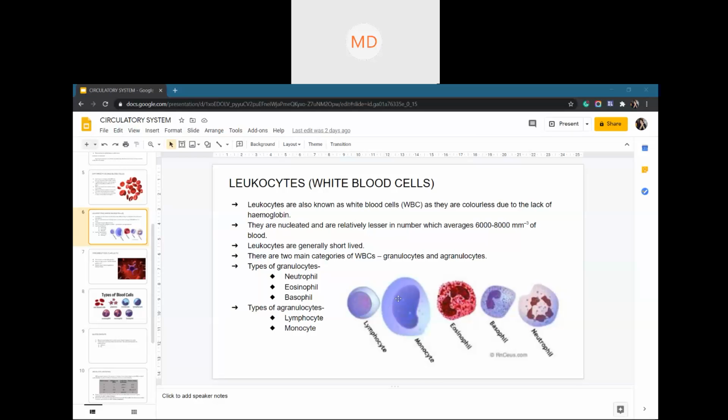Next is agranulocytes, which means no granules. For monocyte and lymphocyte, you can see no granules are there. These are the two types of agranulocytes. For lymphocyte, the nucleus is large, and for monocyte, the nucleus is bean shaped. So these are the five types of white blood cells. Red blood cells are only one type, but white blood cells are of five types.